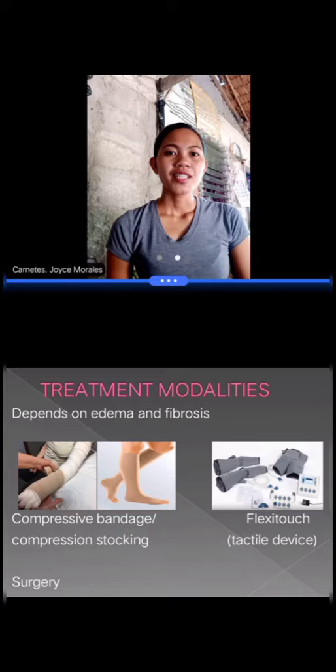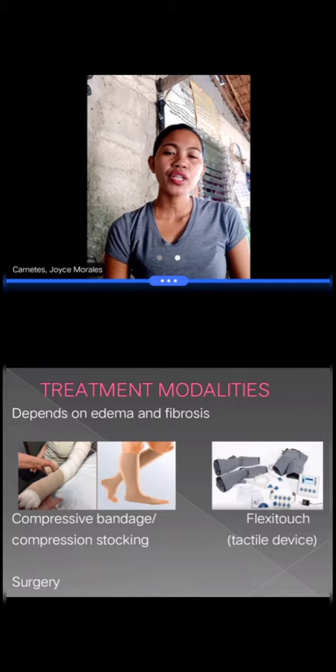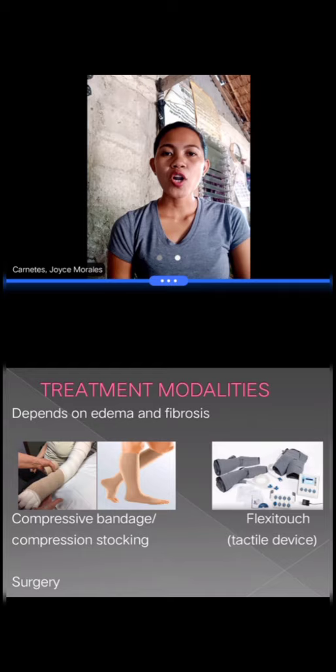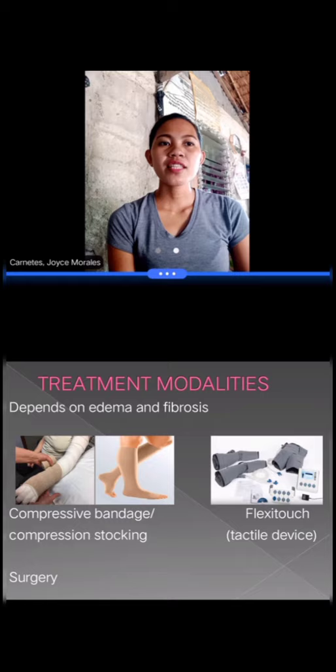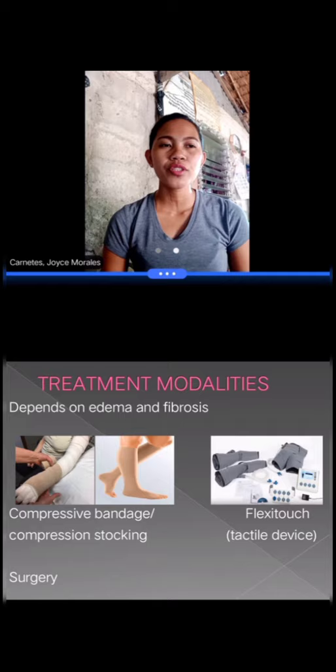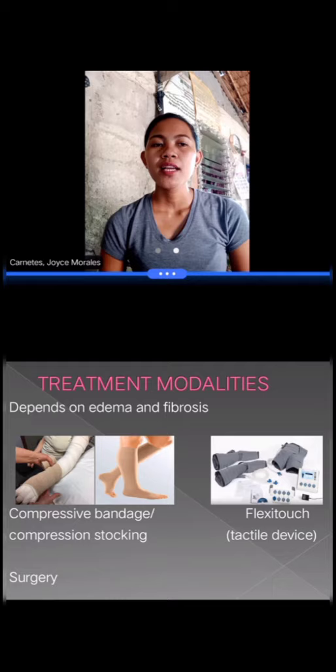Treatment modality. There's no cure for lymphedema. It only focuses on reducing the swelling and controlling the pain. First, let me discuss the compression bandage or the compression stocking. Bandaging the entire limb encourages the lymph fluid to flow back toward the trunk of the body. The bandage should be tightest around the fingers or toes and loosen as it moves up the arm and leg. A therapist may show how to wrap it.